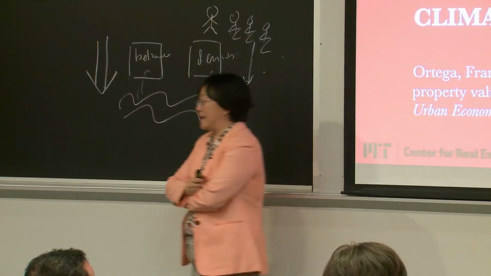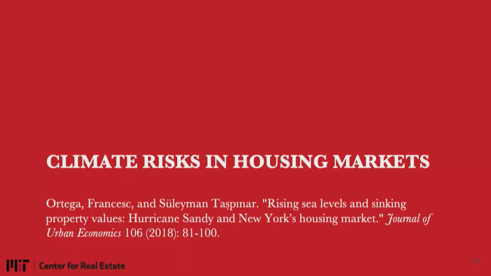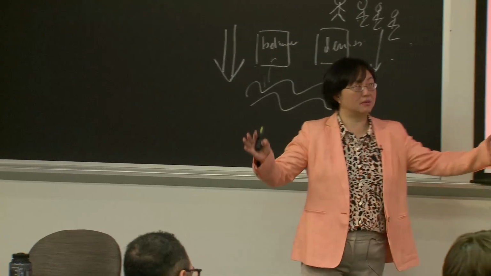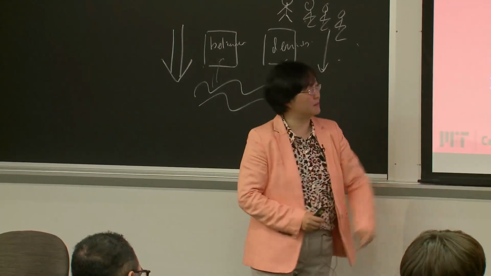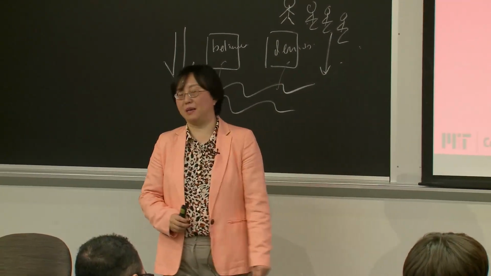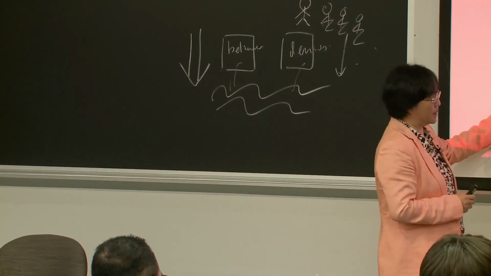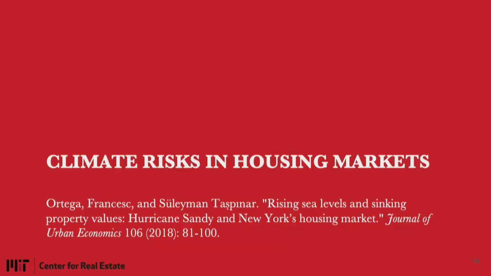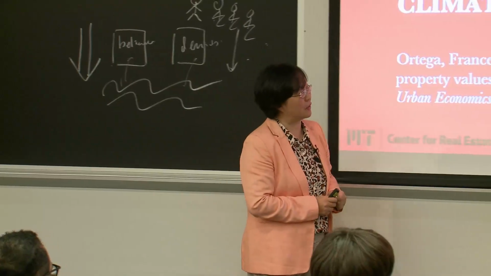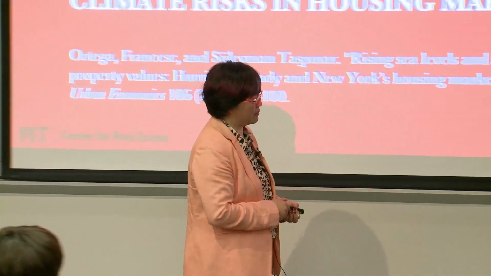Okay, now we're going to move on. Belief is important. Now let's see how to quantify the impact of climate risks on housing outcomes. This paper is one of the first papers. I think it's on your reading list, and it is a very good paper in a very good journal, one of the first several papers, and very easy to understand: Hurricane Sandy and the New York City housing market.